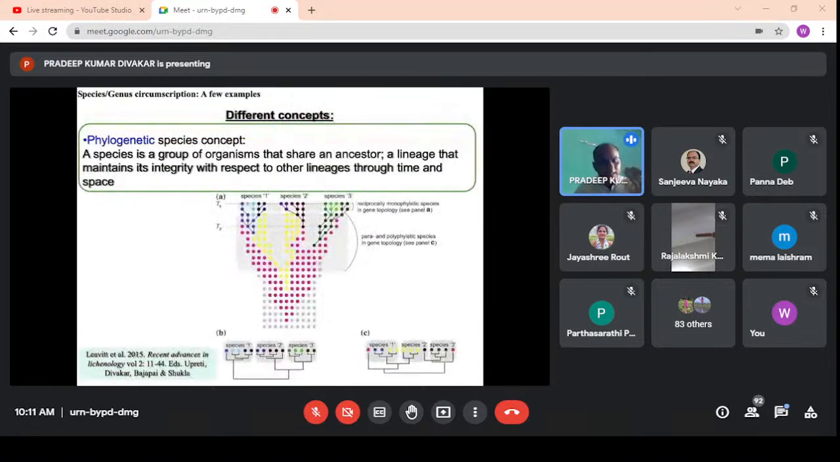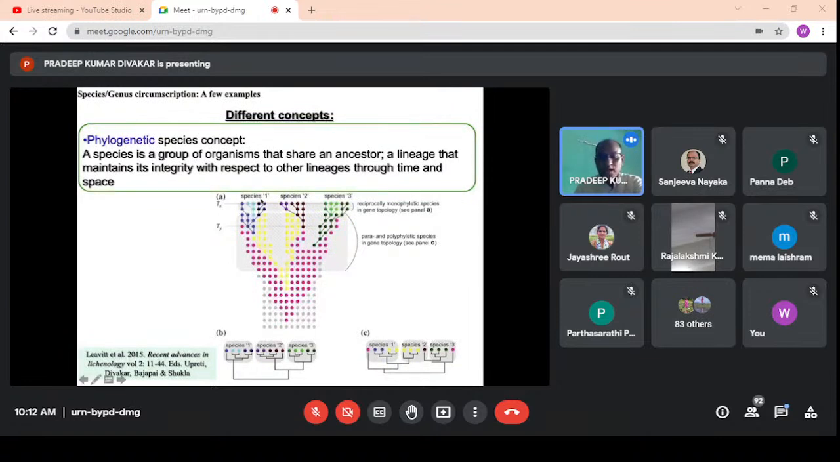Then we have the phylogenetic species concept. This is the concept that we follow today in lichens, in fungi, and even in all organisms. So what is the phylogenetic species concept? A species is a group of organisms. I put an example, 1, 2, and 3.